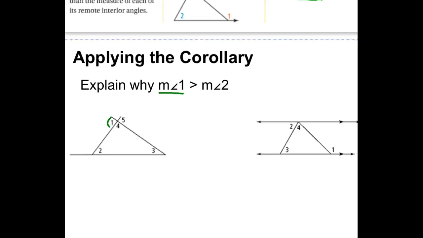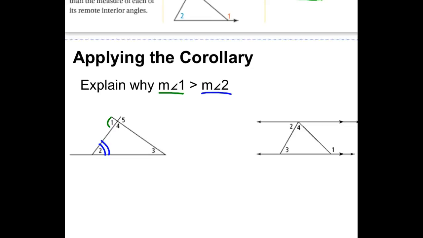Angle 1 I see is right here, and angle 2 I see is right there. Now the first thing that I notice is that angle 2 is inside the triangle and angle 1 is outside the triangle. So a lot of our explanation for this, I just do a lot of mathematical equations and use those to write my explanation.